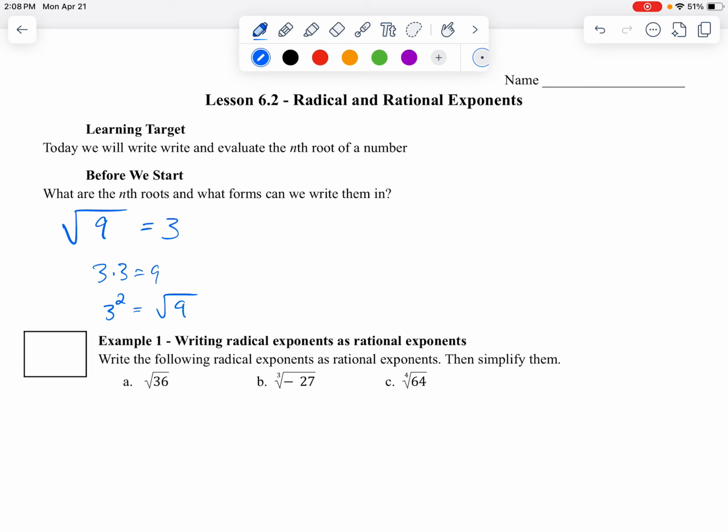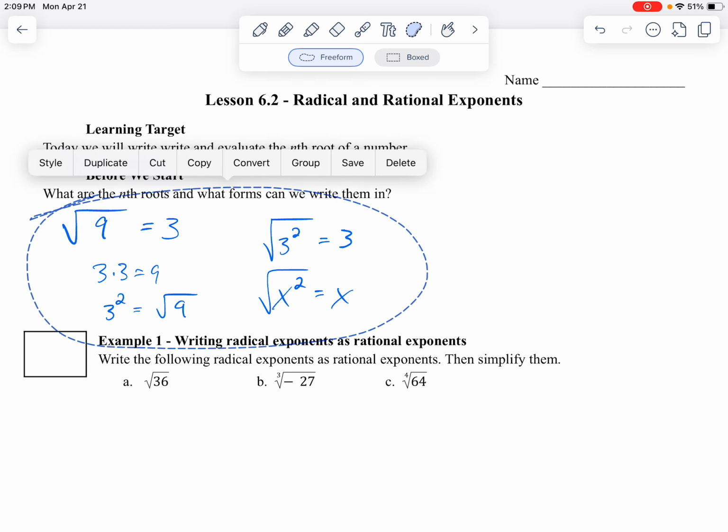Just like if I had 3 squared is 9, but then I take the square root of that, we end up with 3. Or for some value x, if I square it and then take the square root, I'm just going to get whatever that value is, unless the original was negative. We're going to get to that in just a second. So this is where we're going to start.